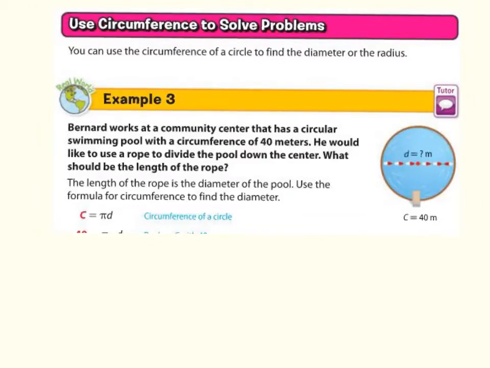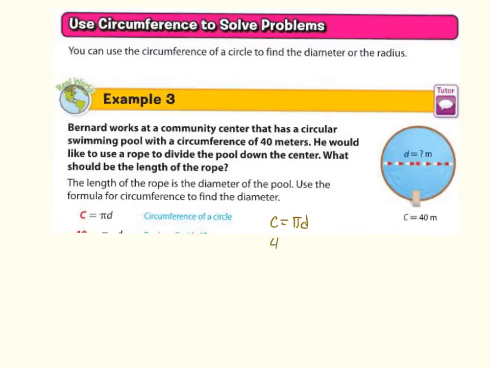Okay, example 3. So now we started with the word problems. They give you a diagram, okay? Notice that they give you the circumference here. So we're still going to use our formula. Circumference equals pi d, and we're going to substitute. This time they give us c.